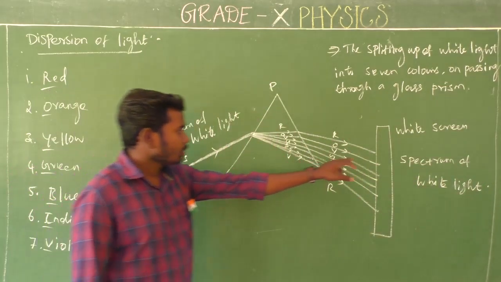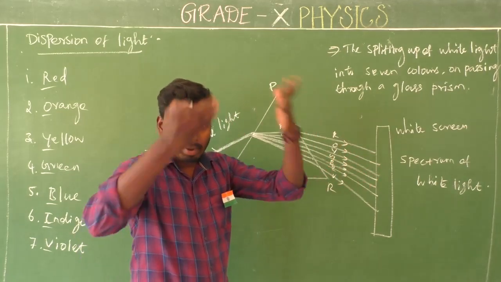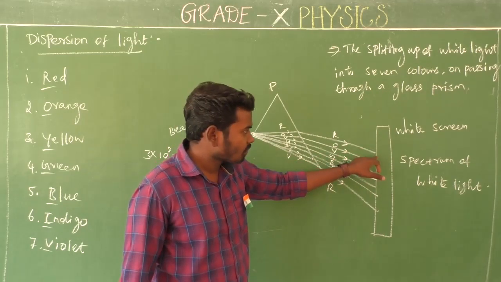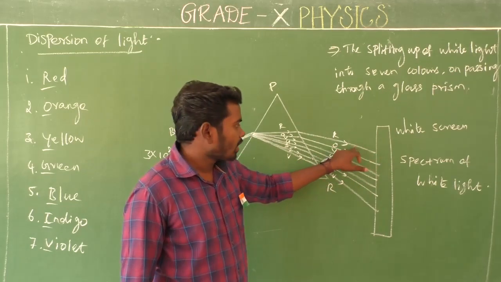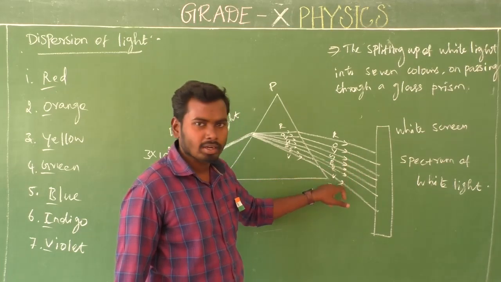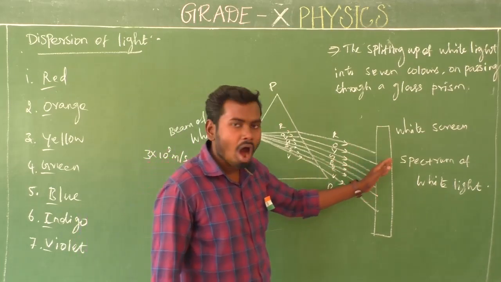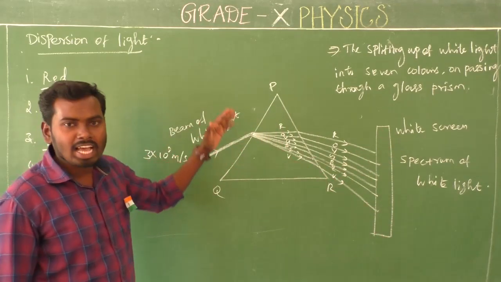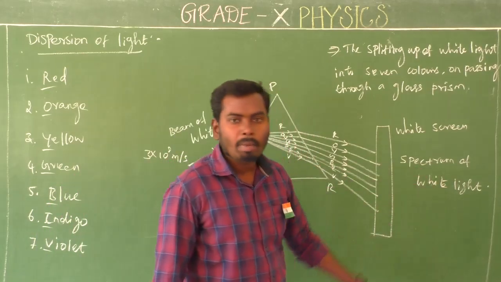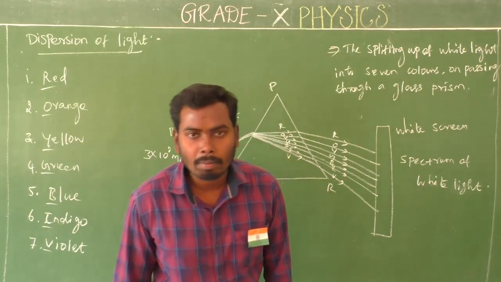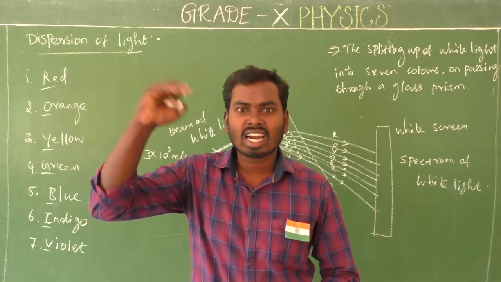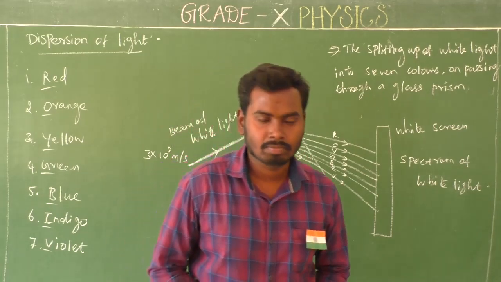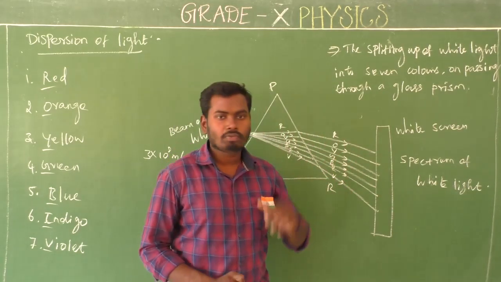Look here: the band, and band means nothing but a combination. Here the band of 7 colors. What are the colors? Red, orange, yellow, green, blue, indigo, violet. So the band of 7 colors found on the white screen when white light passes through a glass prism is called the spectrum of white light. Spectrum means nothing but the 7 constituent colors of white light. Is it clear? That is called the spectrum of light, a very easy one.